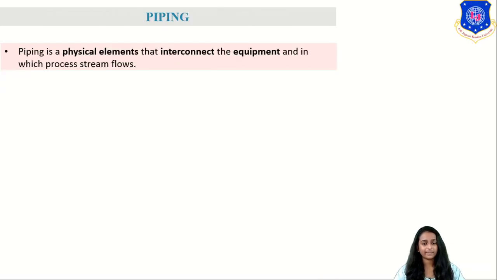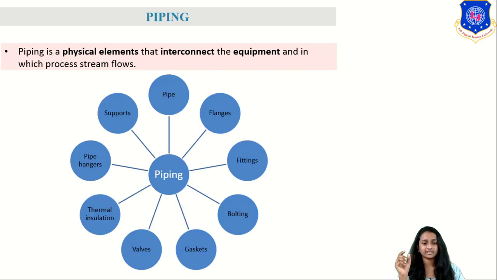Next is piping. What is piping? Piping is the physical elements that interconnect the equipment and flow the fluid. The physical elements are nothing but flanges, fittings, bolting, gaskets, valves, insulation, pipe hangers and supports. The combination of these components is known as piping.